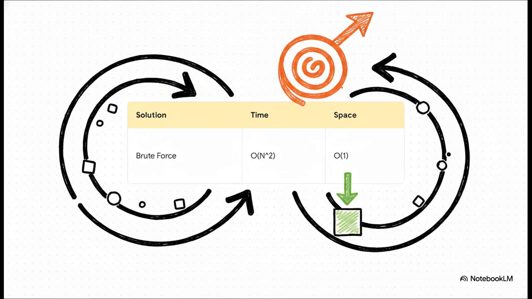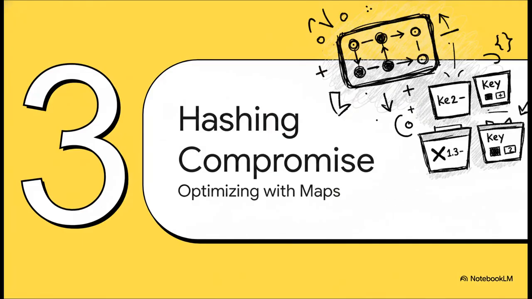But look at the performance table. Your time complexity completely skyrockets to O(n^2). Now, space complexity stays at O(1) because, hey, we aren't storing any extra stuff, but trust me, any interviewer seeing that n squared time is immediately going to ask you for an optimization. Which brings us to Section 3, the hashing compromise.